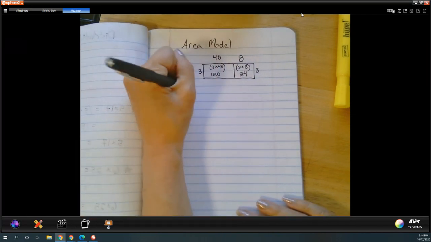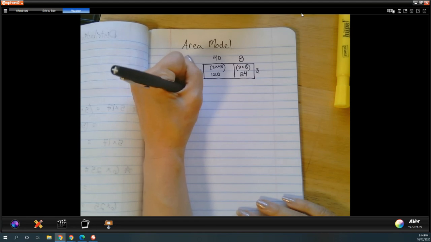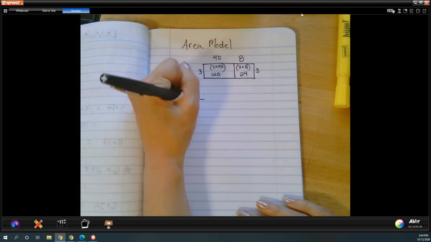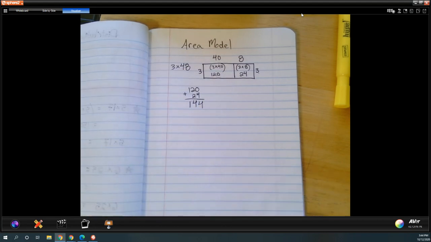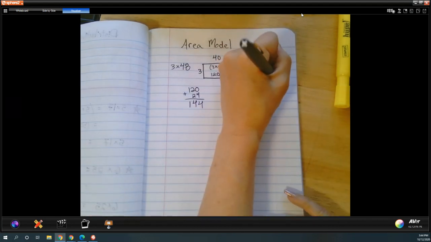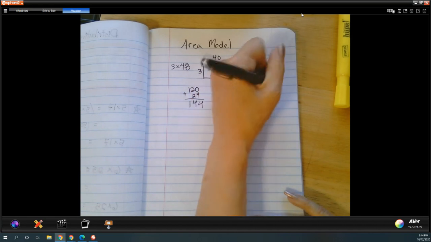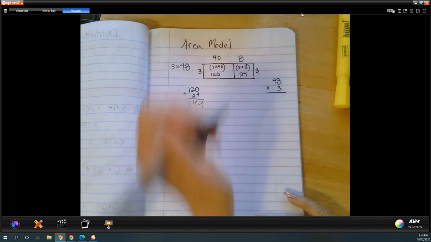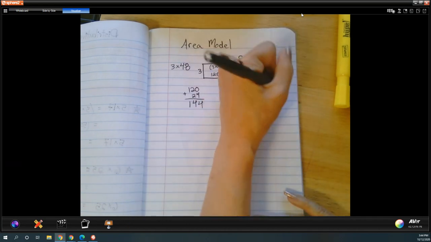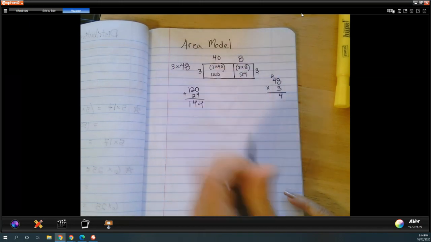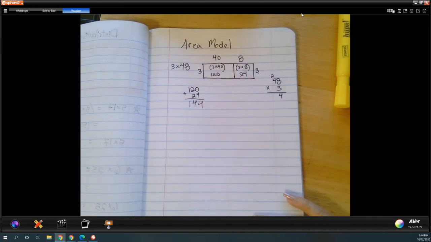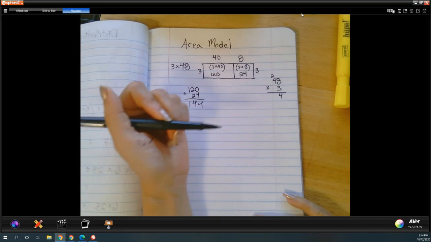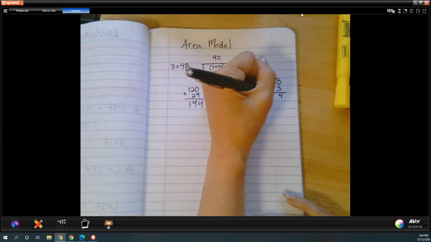Now I can add these numbers together, and I have my final answer of 144. Now, because I want to make sure I'm not making a video with any mistakes, I'm going to check my work. 3 times 8 is 24. Carry that 2 to the tens place. 3 times 4 is 12. 13, 14. Voila.